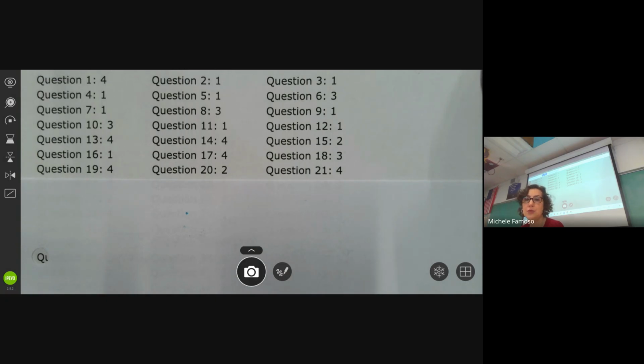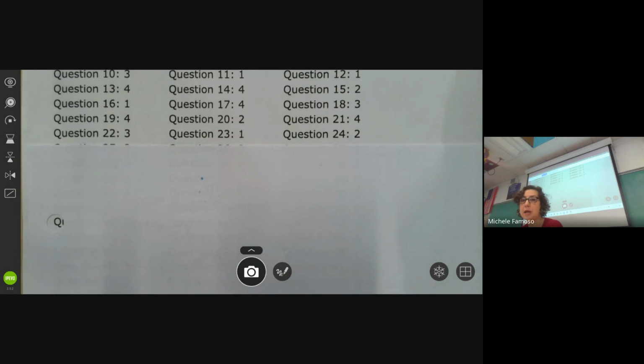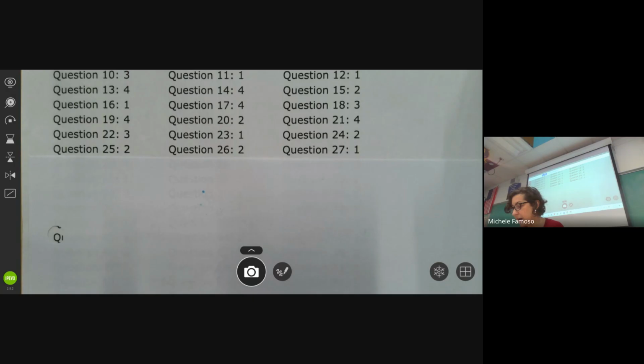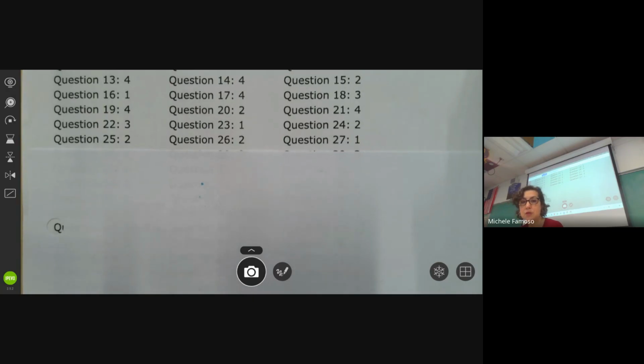20 is 2. 21 is 4. 22 is 3. 23 is 1. 24 is 2. 25 is 2. 26 is 2. 27 is 1. 28 is 4. 29 is 2. 30 is 3.